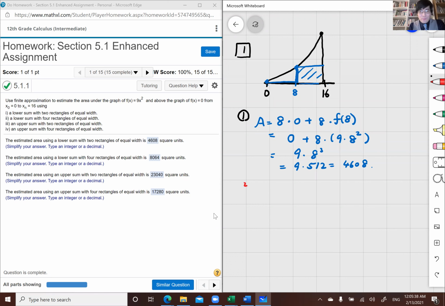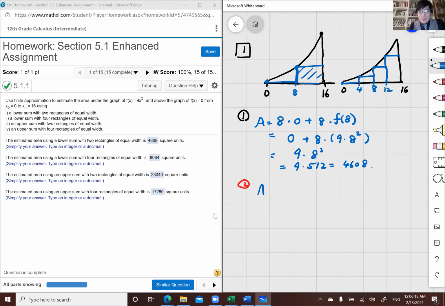Number 2. How about a lower sum with 4 rectangles of equal length? I'm going to have the same curve, same interval. However, I'm going to split into 4 intervals. So here's a midpoint, and you're going to take a midpoint here, and here. And we're going to take a lower sum, so basically I'm going to use the left end point to estimate the area under the curve.